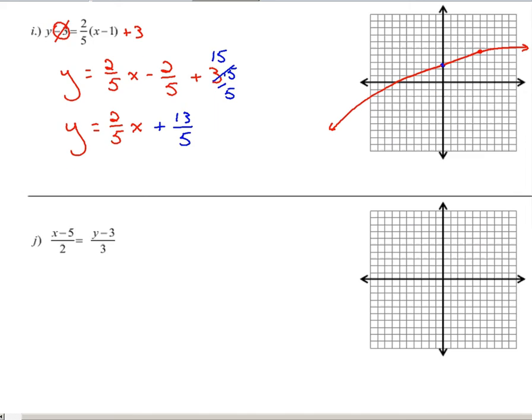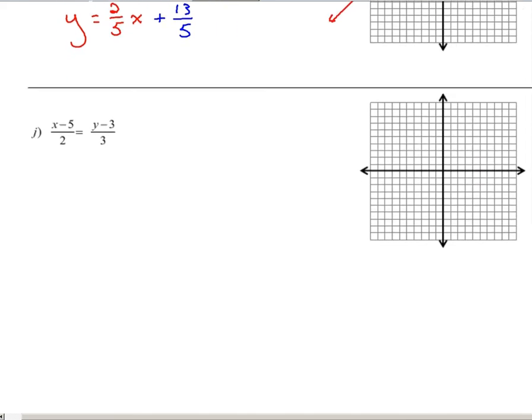Last one. As we look at the last one here, we recognize we have a proportion that we're working with, right? So if you have a proportion, cross multiply. Take 3 times that quantity of x minus 5. That's going to be equal to the product for the other diagonal, which would be 2 times quantity y minus 3. Do some distributing. You've got 3x minus 15 equals 2y minus 6.